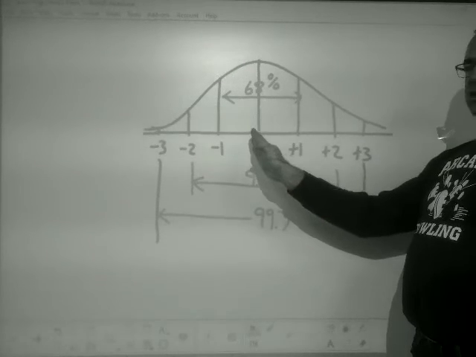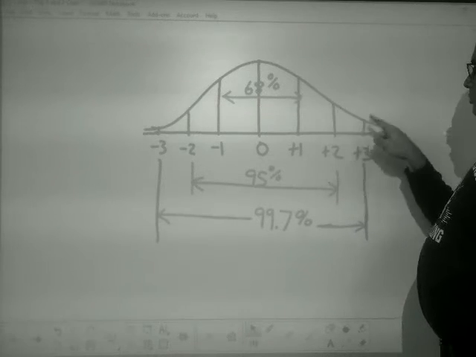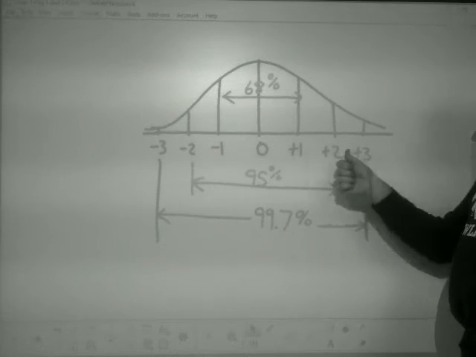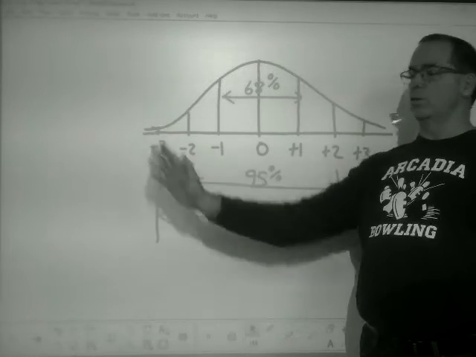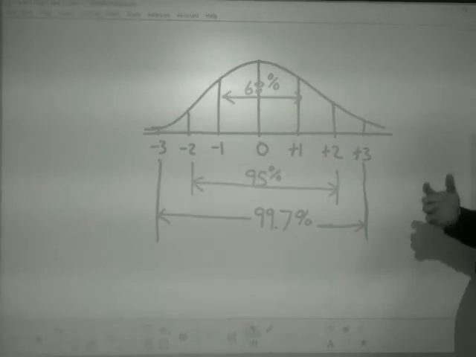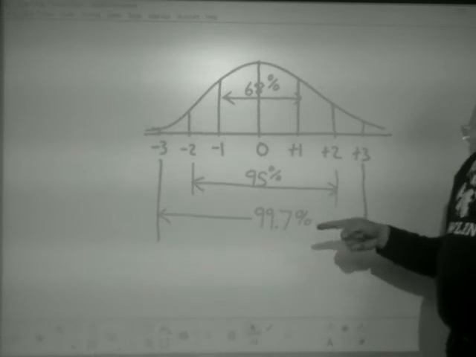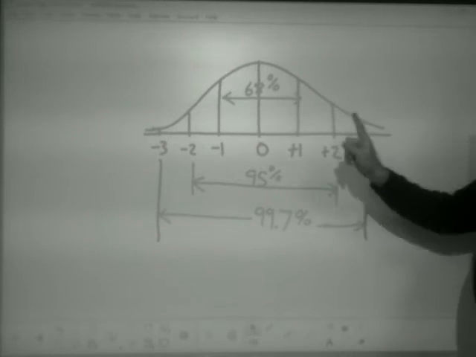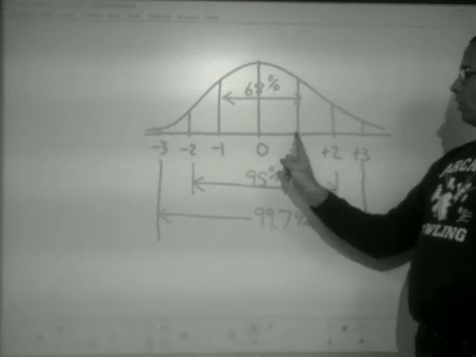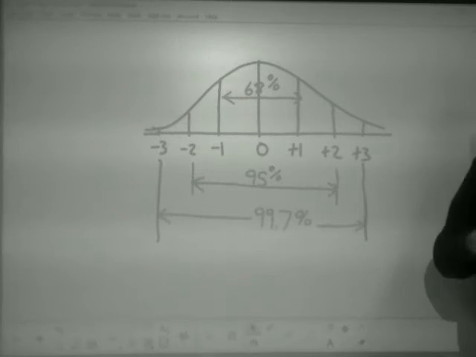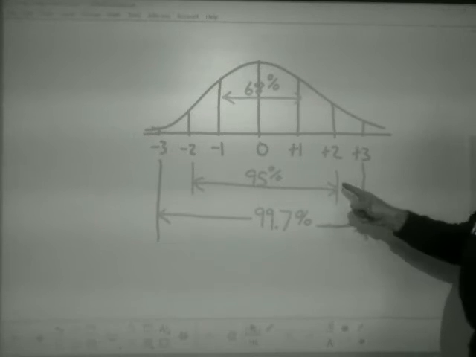center for standard deviations. Then I lay out 1, 2, 3 standard deviations to the right, and those are positive. 1, 2, 3 standard deviations to the left, those are negative. The 68, 95, 99.7 rule says approximately 68% of all observations will fall from -1 to +1 standard deviations.